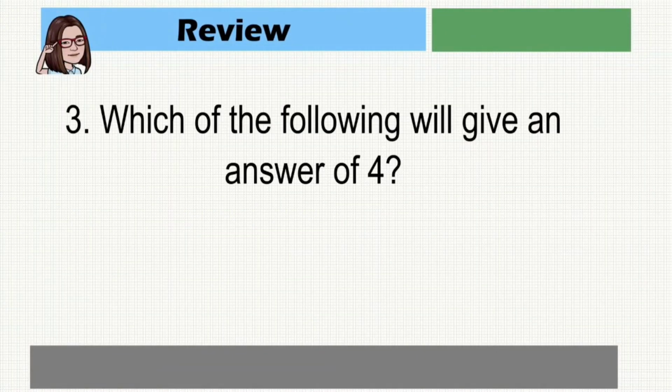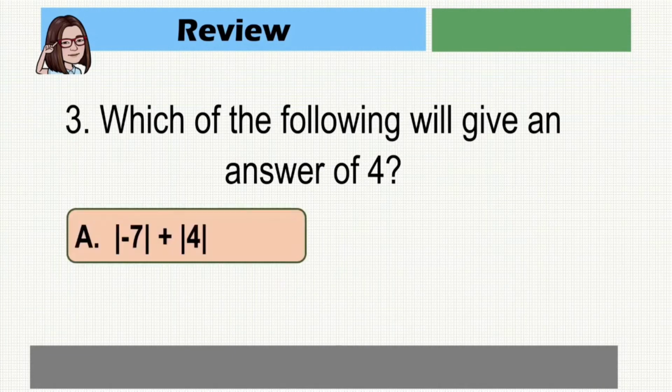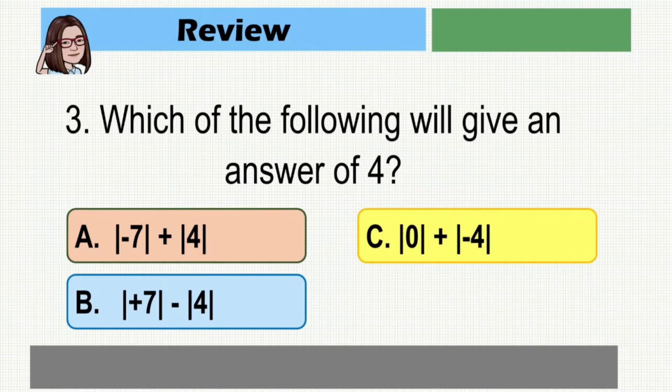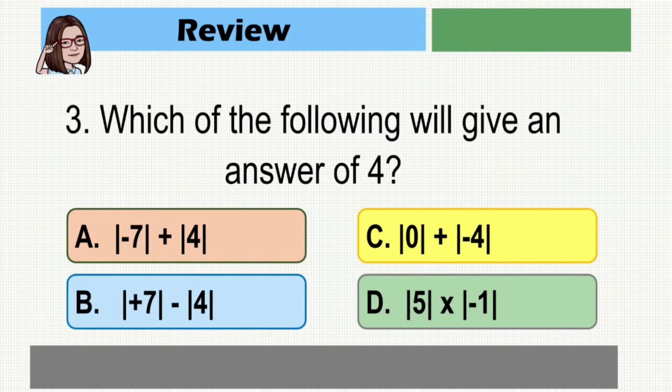Third question. Which of the following will give an answer of 4? Is it A. The absolute value of negative 7 plus the absolute value of 4? B. The absolute value of positive 7 minus the absolute value of 4? C. The absolute value of 0 plus the absolute value of negative 4? Or D. The absolute value of 5 times the absolute value of negative 1? The correct answer is letter C. The absolute value of 0 plus the absolute value of negative 4 will give us 4. Did you get all 3? Good job!